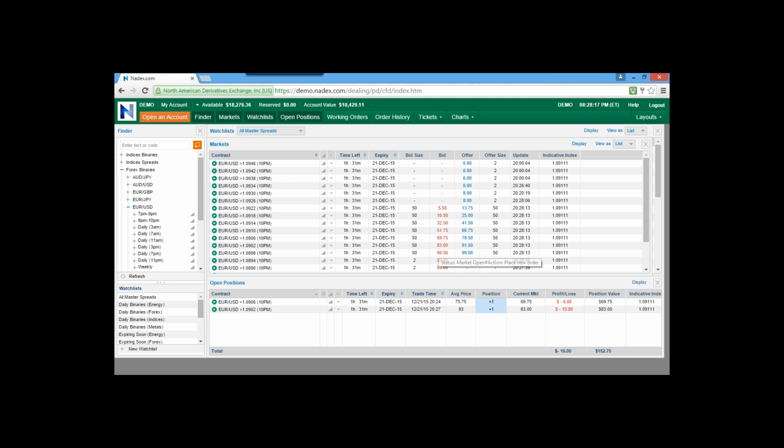Exactly. Don't watch this for getting out. You always watch your strike. When the indicative gets to the strike, you get out.